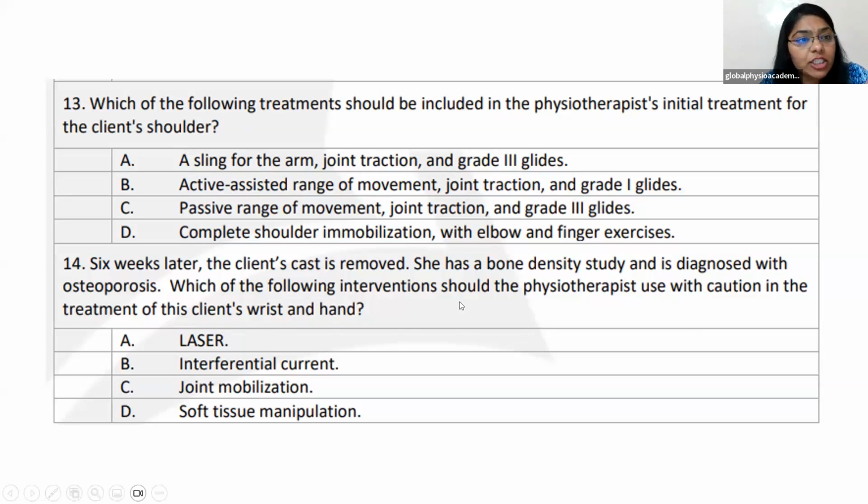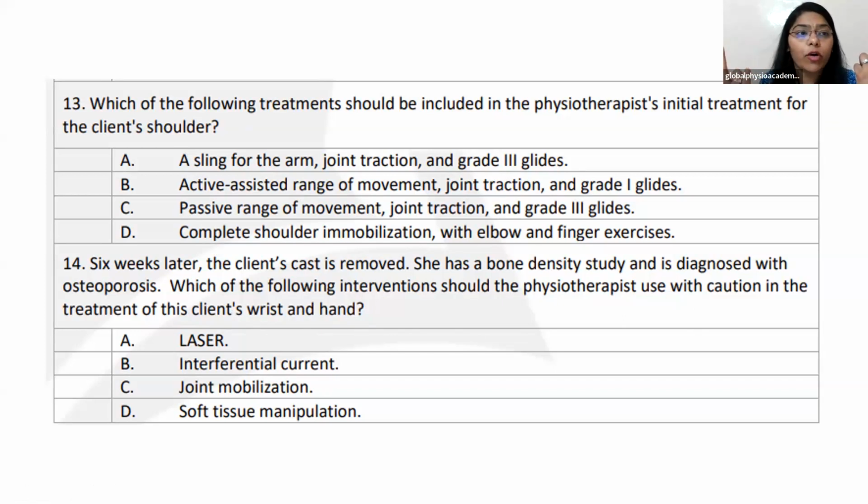Which of the following interventions should the physiotherapist use with caution in treatment of the client's wrist and hand? But the condition is osteoporosis. So the answer is mobilization. Yes, joint mobilization. It's not that we cannot give it. We have to give it with precaution. So it is a relative contraindication.